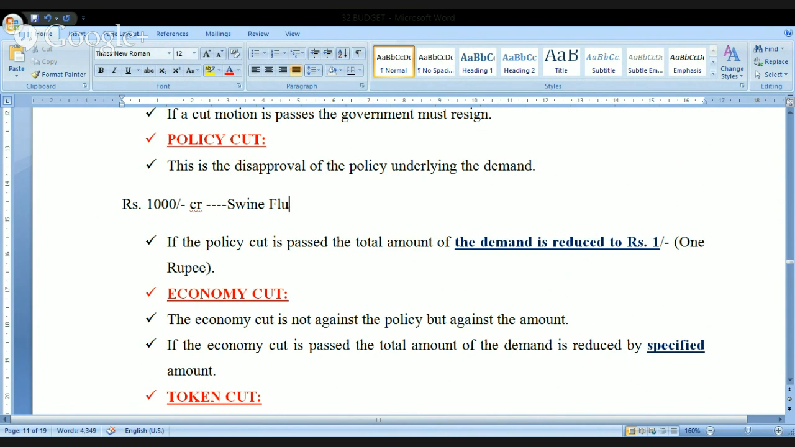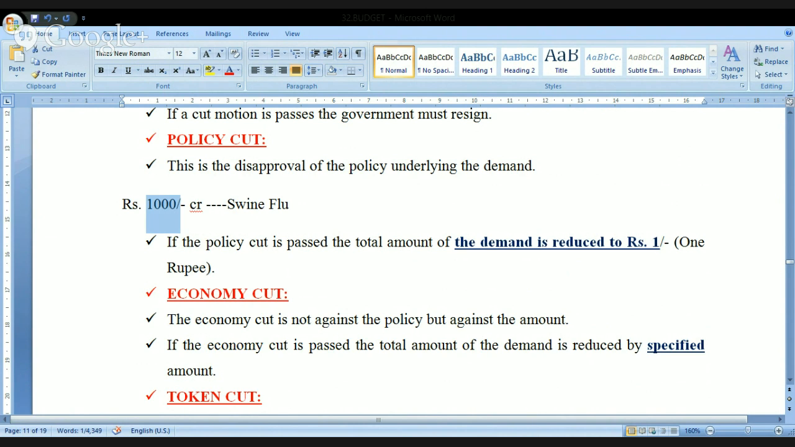Okay, but in the policy cut, whatever the proposal that is being put forward by the government, there is a mechanism to disapprove the policy. Here, whether the government is asking for 1,000 crores, 2,000 crores, or 100 crores, 200 crores, we are least bothered.